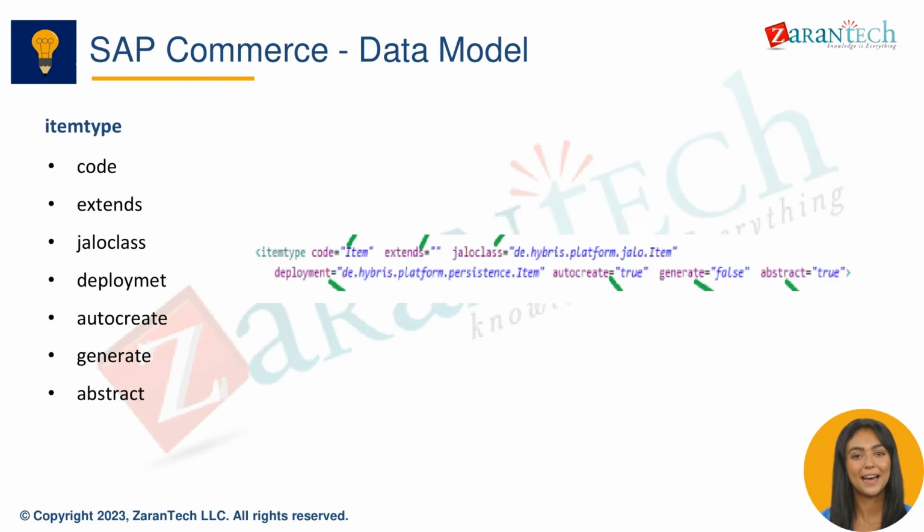Key elements of an item type definition. Code, unique name. Extends, parent type. Java class, optional Java implementation. Deployment, table name. Auto create/generate, enable implicit creation. Abstract, cannot instantiate. This defines the structure of the entity.